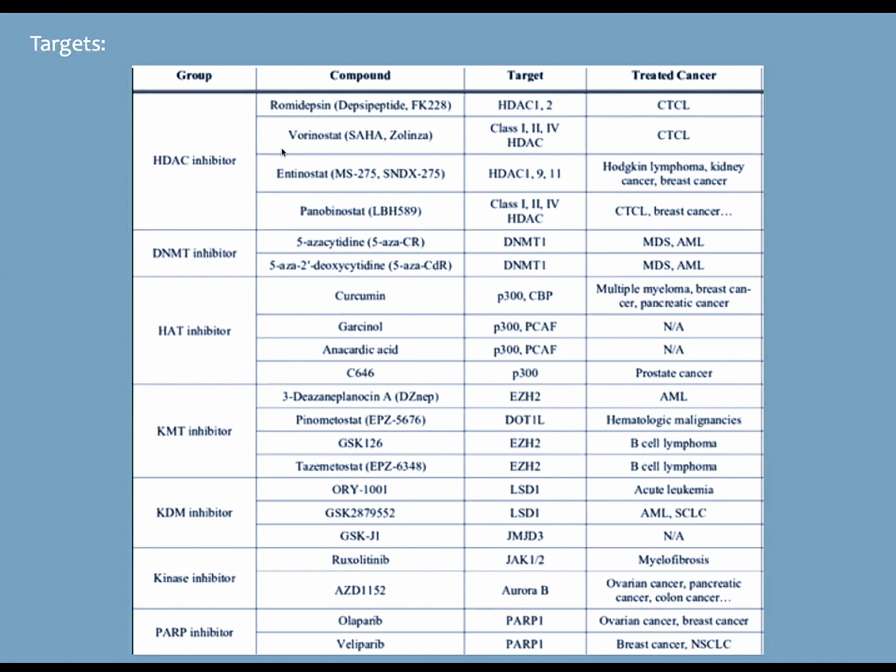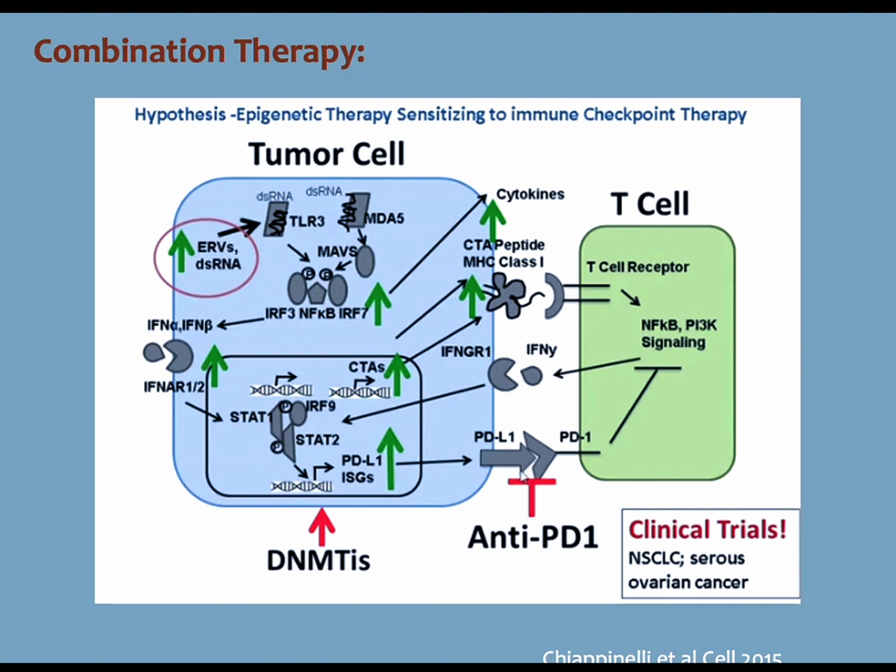So, not just DNMT, but there are HDAC inhibitors, HAT inhibitors, various different inhibitors that have been coming into play, which are almost always given as a combination therapy, not as a first line therapy, right? So one of the examples of combination therapy of these HDAC inhibitors, epigenetic modifiers, is in current immune therapy, which is still in clinical trials with anti-PD-1. We'll talk about this immune therapy further in detail.